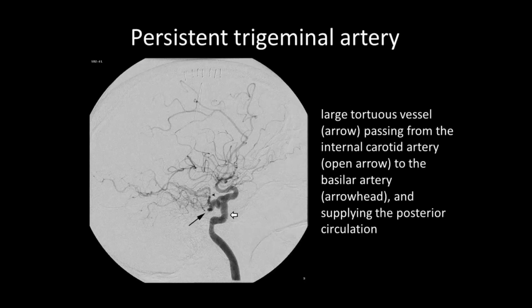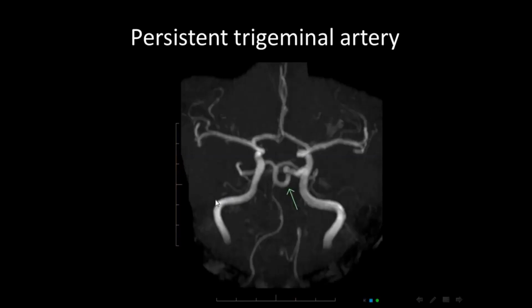This is a case of persistent trigeminal artery. As we see here, there is a large tortuous vessel that is passing from the internal carotid artery to the basilar artery and then supplying the posterior circulation. This is not supposed to be here. This is another image of persistent trigeminal artery. This is the basilar artery and this is the internal carotid artery. This connection, this blood vessel between them, is a persistent trigeminal artery. This trigeminal artery is found in the embryologic age, but after birth it's not supposed to be there.